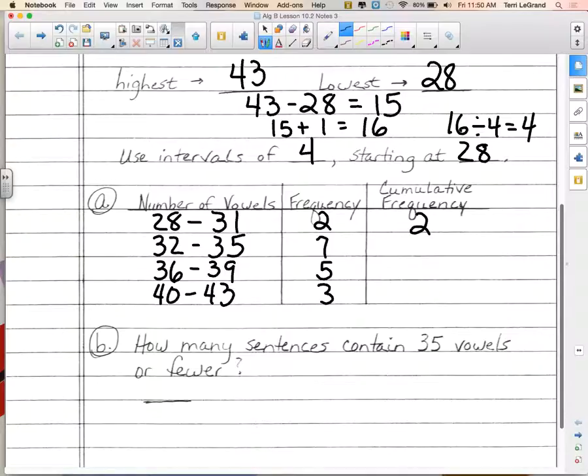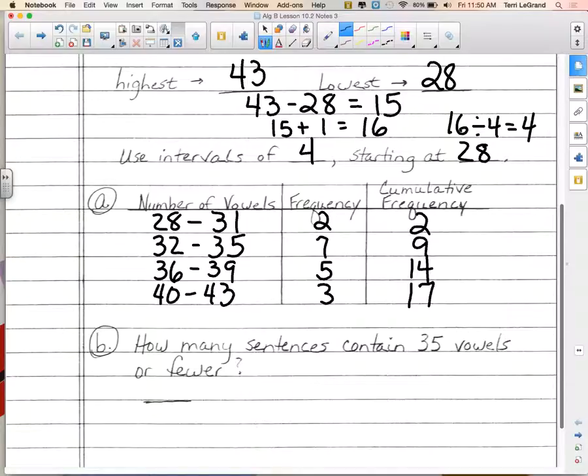And then what's going to be the next cumulative frequency? 9, because now we're adding 7 to that, so now we have 9. And our next one is 14, because now we're adding 5 to that 9, we get 14. Our new total is 14. And what's our last total? 17. Oh, and look at that. It should end at 17, shouldn't it?